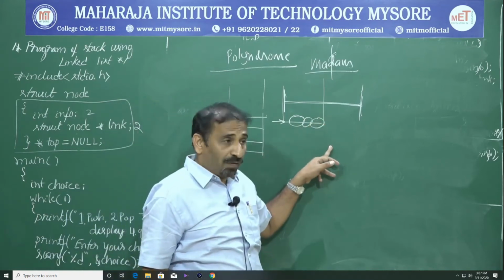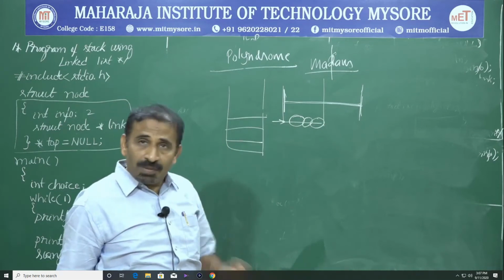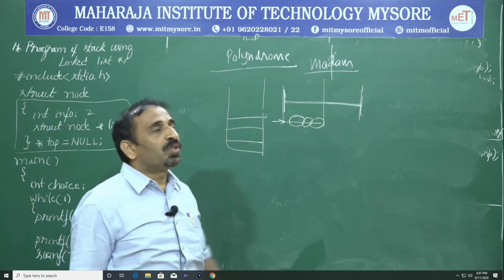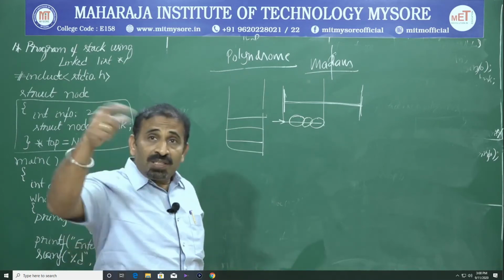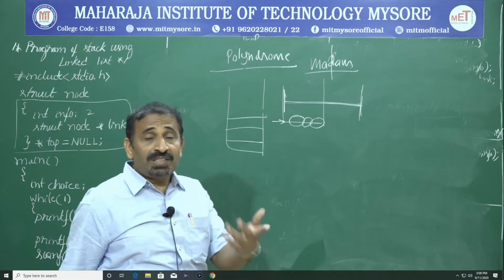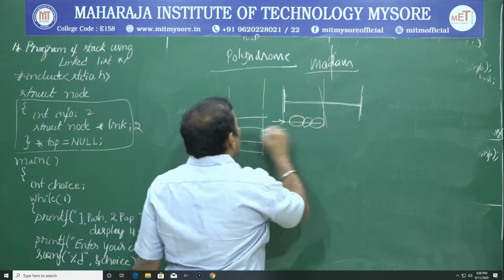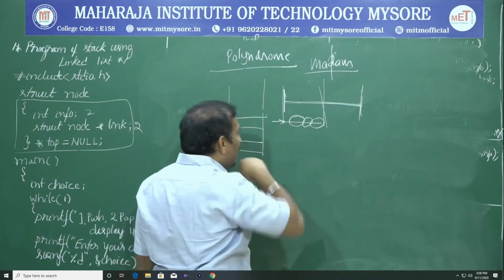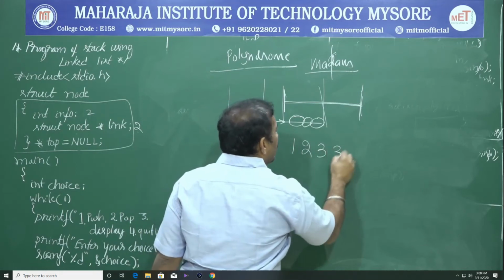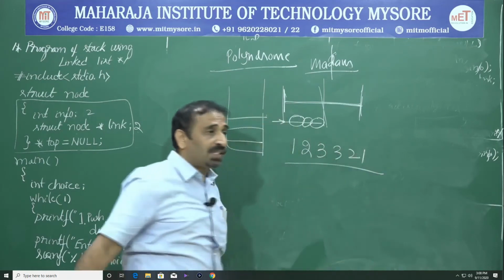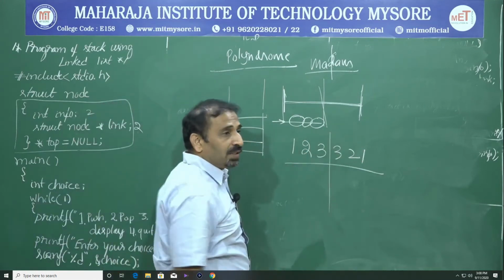Once you reach the half, in odd-numbered or even-numbered, I have already told you how to operate this. If it is an even number, nothing to worry. If it is an odd number, just remove that, don't consider the middle one. So now, let us consider some number like this, 1, 2, 3, 3, 2, 1. I would like to check whether this is a palindrome or not. So first divide this into two parts.